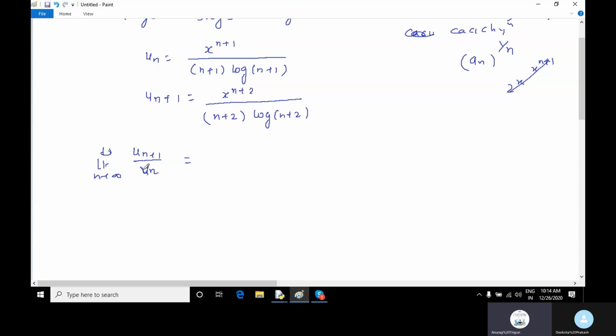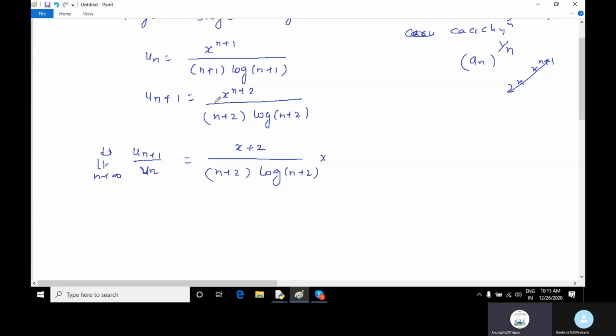That is u of n only, because there is no v here. u of n plus 1 and u of n. u of n plus 1 is this one, x to the power n plus 2 by n plus 2, log of n plus 2, into, if you take as a, it will come reciprocal, right?